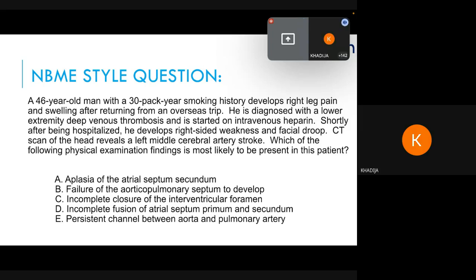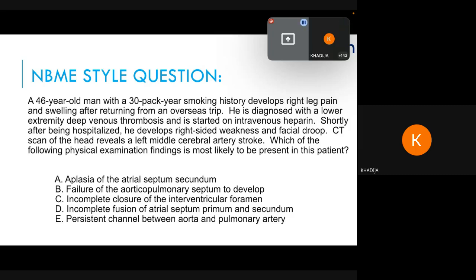He is diagnosed with a lower extremity deep venous thrombosis and is started on intravenous heparin. Shortly after being hospitalized, he develops right-sided weakness and facial droop. The answer is D, incomplete fusion of atrial septum primum and secundum.